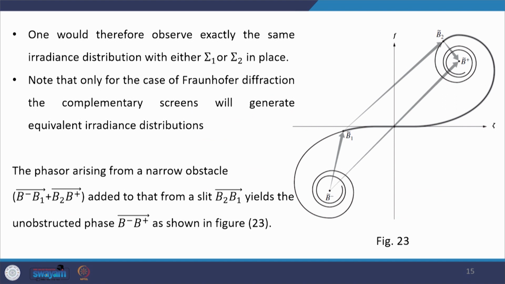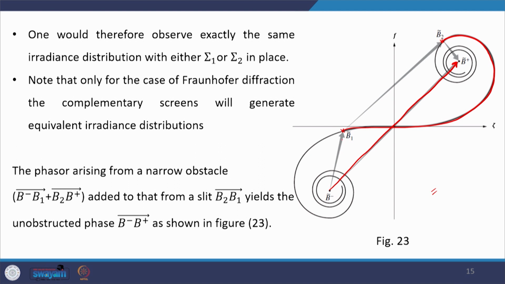Now, let us see what this means on the Cornu spiral plot. In the Cornu spiral, if we join point B minus tilde and B plus tilde, you get this phasor, and this phasor represents the irradiance due to an unobstructed source. Now, the points B1 tilde and B2 tilde are the points due to some aperture.